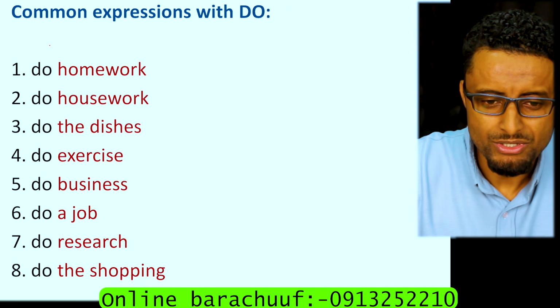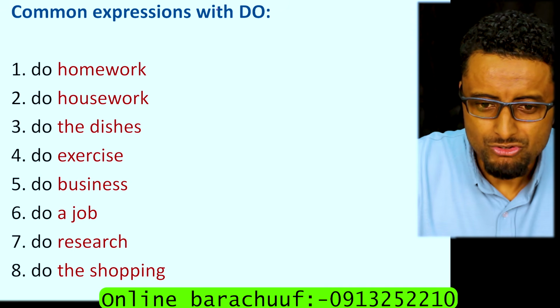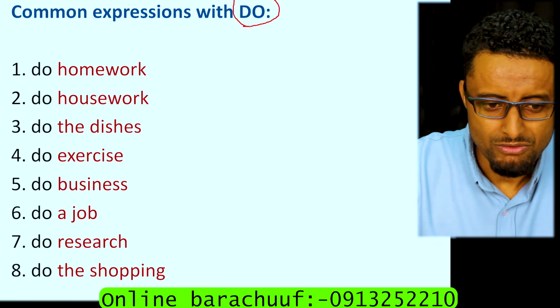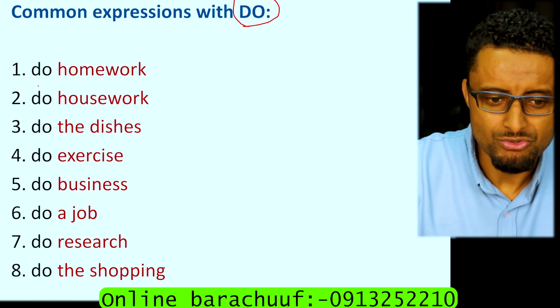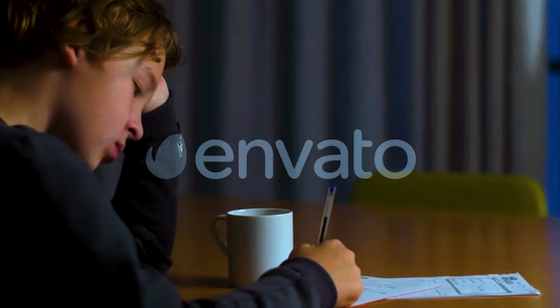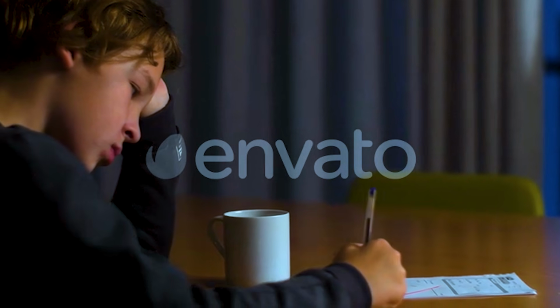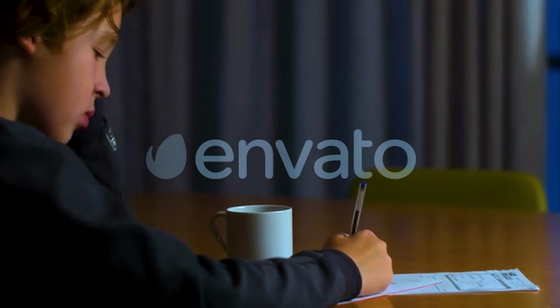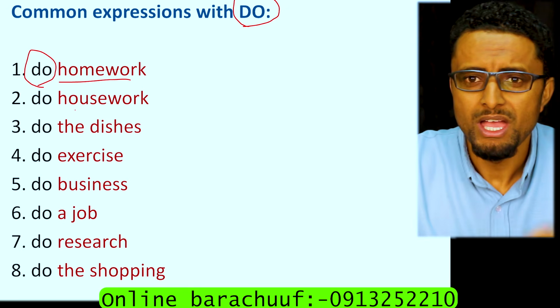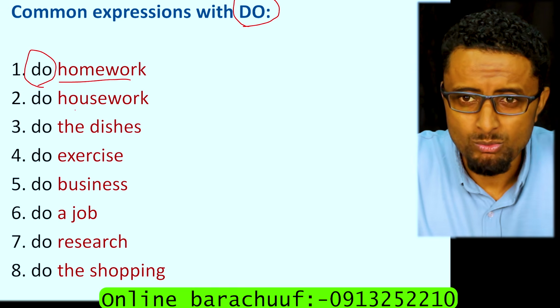So these are words that go with do. Do, for example, as you know, we say do homework. Do an assignment. What are you doing? I'm doing my assignment. What are you doing? I'm doing my homework.